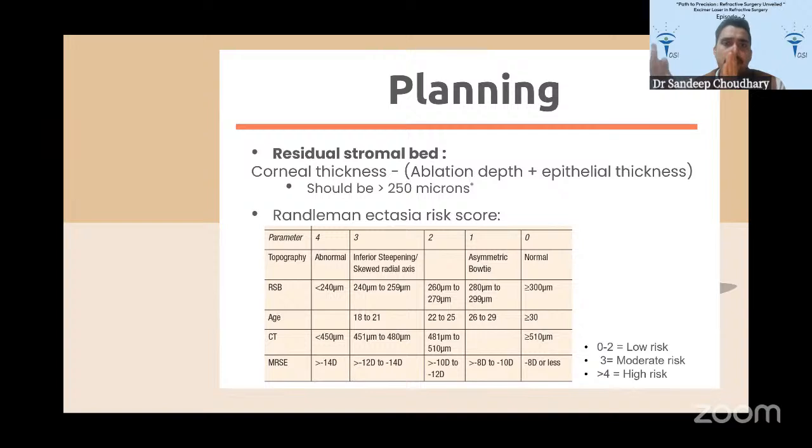Naturally, if the patient has normal topography, residual bed thickness beyond 300 microns, higher age, better corneal thickness, and lower refractive error, then the risk of ectasia is lower. So a score of 0 to 2 is considered low risk.